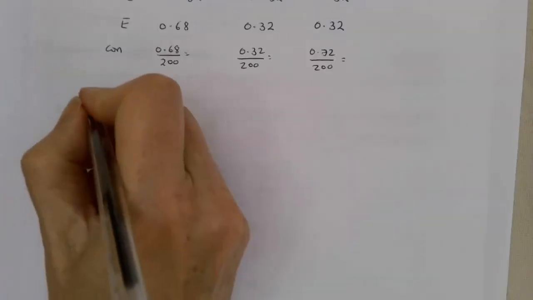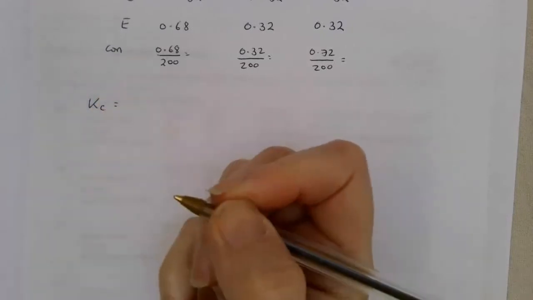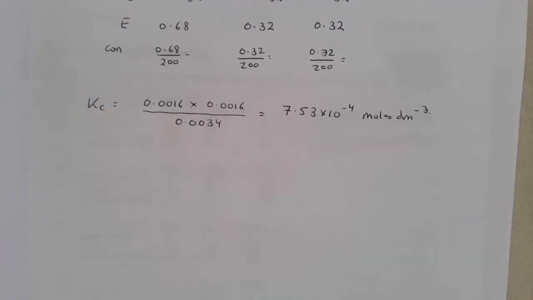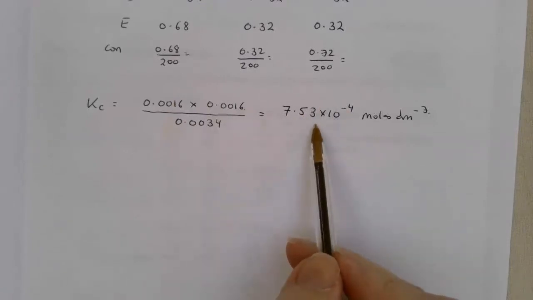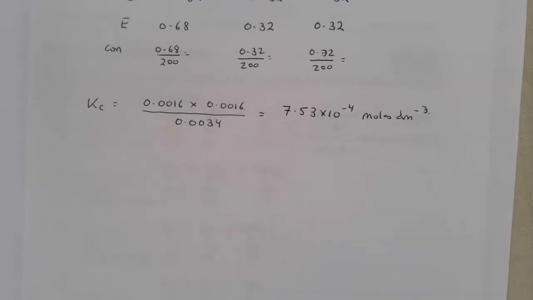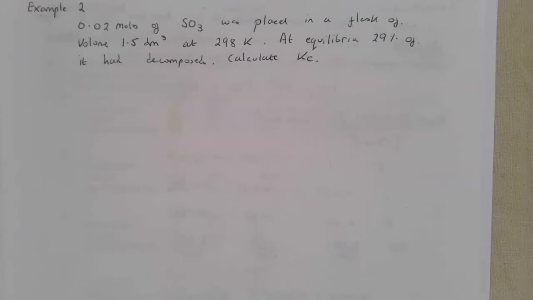Now I've got my concentrations, I can sub them into my Kc expression. So subbing those numbers in, I get here my value. Again, I've quoted it to 3 sig figs, and I've given my units. That's my final answer. So let's look at the second example.